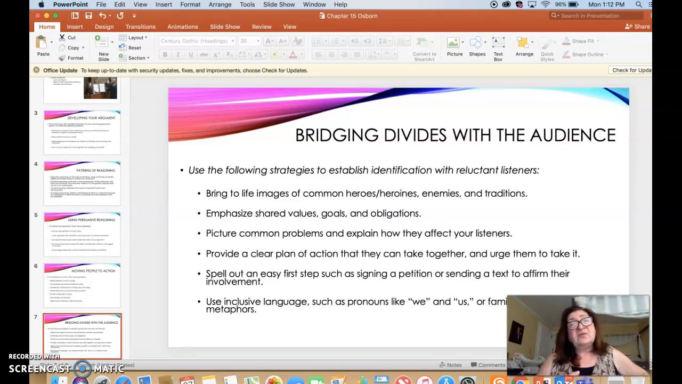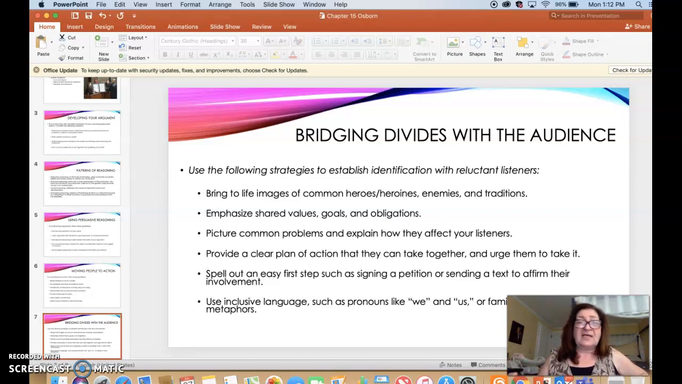First technique, bringing to life images of common heroes or heroines, enemies, and traditions. So this would be the mythos element of Aristotle's rhetoric. Some mythical creatures, beings, heroes that we all know and respect. Emphasize shared values, goals, and obligations. That would be the ethos part of your appeal. Picture common problems and explain how they affect your listeners. That would be the logos part. Common problems, explain how they affect people.